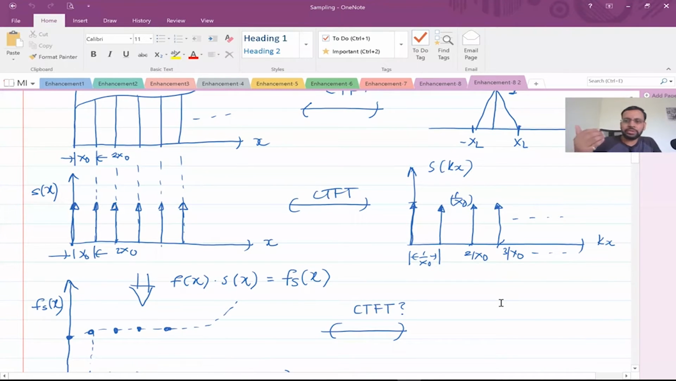So convolution with a delayed impulse, what will it do? I have a signal, I'm convolving it with a delayed impulse. So what would happen to the signal? Is nobody's microphones working?